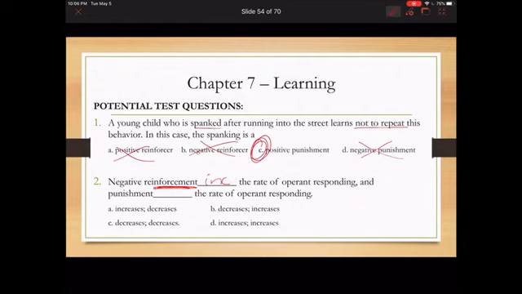Increases the rate of responding. That just means operant responding is referring to whether or not they're going to do the behavior again. If you're increasing the rate of responding, that means they will do the behavior again, which, if we're talking about reinforcement, they should be doing, because that's what reinforcement is for: getting a behavior to continue. Whereas punishment is to get a behavior to stop happening, or to decrease the rate of operant responding. So increase, decrease should be the answer on that one.